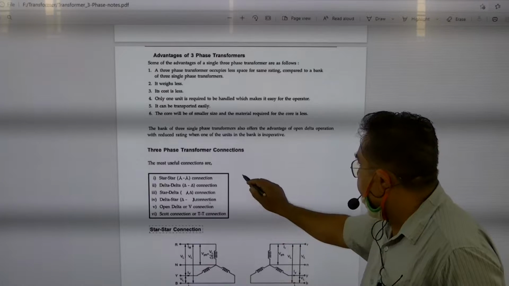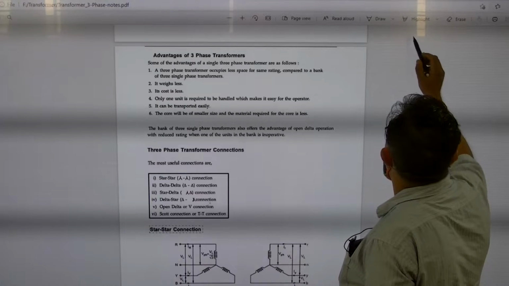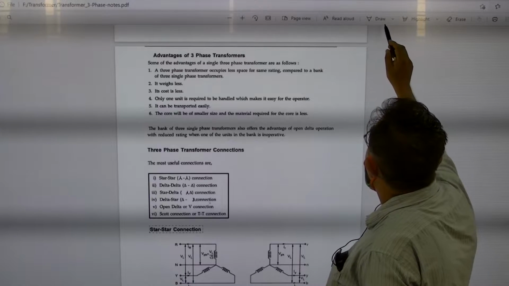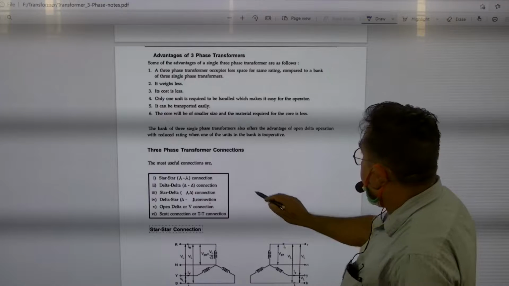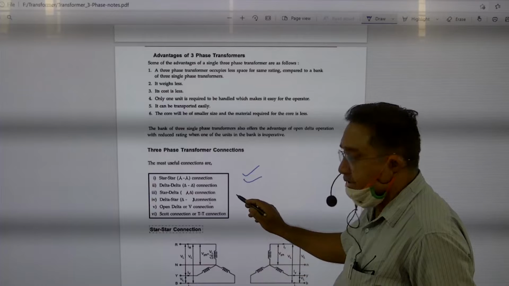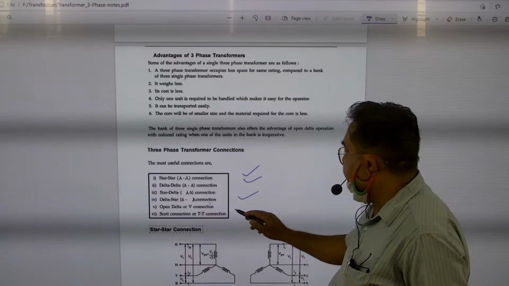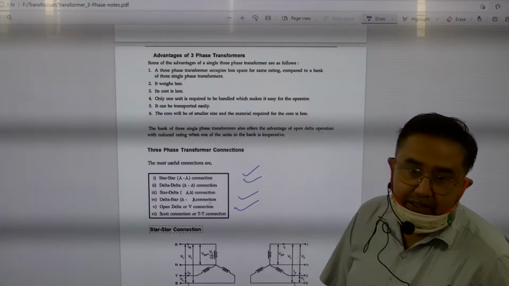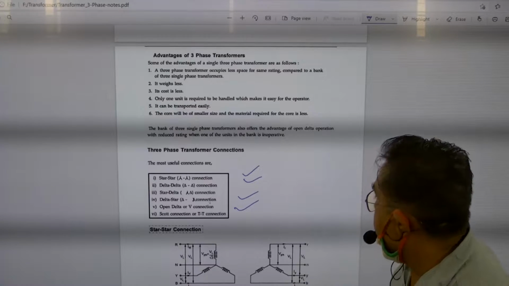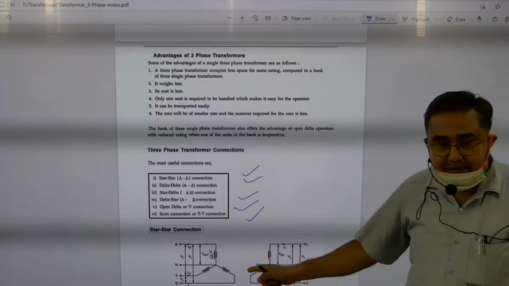One is star-star connection, another is delta-delta connection, third is star-delta connection, fourth is delta-star connection, fifth is open delta or V connection, and another is Scott connection, also known as T connection. And we have taken first of all the star-star connection.